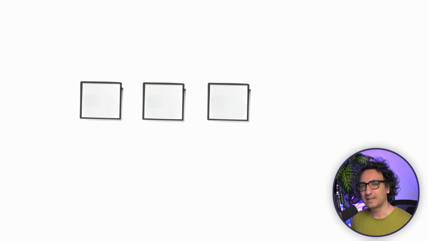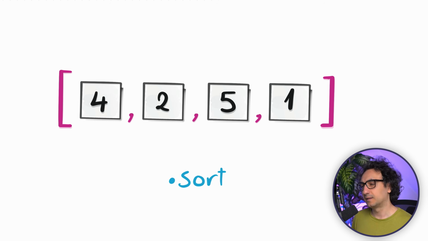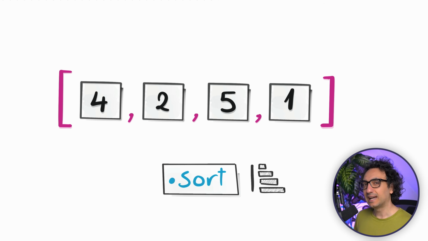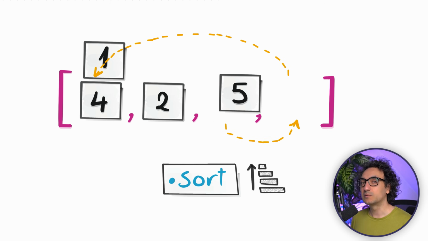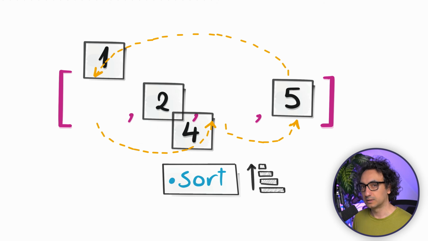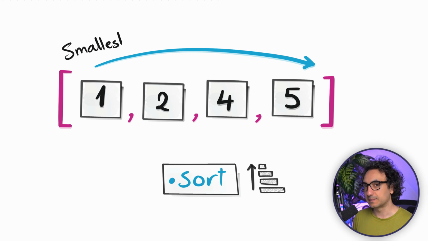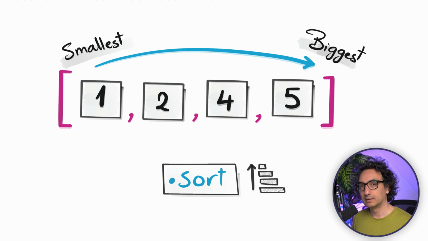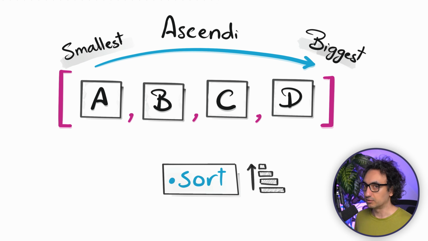All right, now let's say that we have the following list: 4, 2, 5, 1. Of course, you might say this does not look really good. So we can reorganize it by changing the order in a specific way. And for that, we can use the method sort. If you use it, the items are going to be sorted from the smallest to the biggest. So 1, 2, 4, 5. And of course, if you have letters, it's going to sort them from A to Z. And we call this way of sorting data ascending.